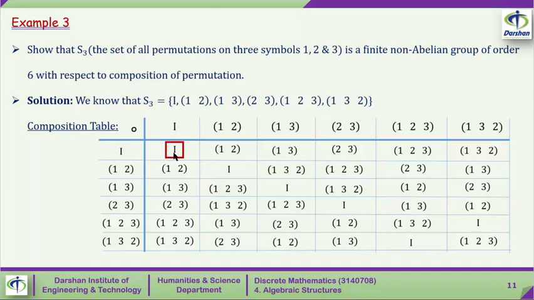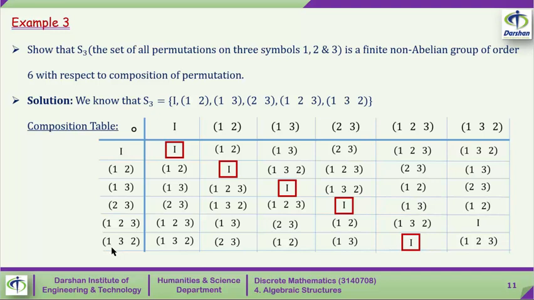Now here we get the identity element, which is obtained from I of I, meaning I inverse is I. Here (1 2) of (1 2) we get the identity element, so (1 2) inverse is (1 2). Here (1 3) of (1 3) we get the identity element, so (1 3) inverse is (1 3) itself. Here (2 3) of (2 3) we get the identity element, so (2 3) inverse is (2 3).